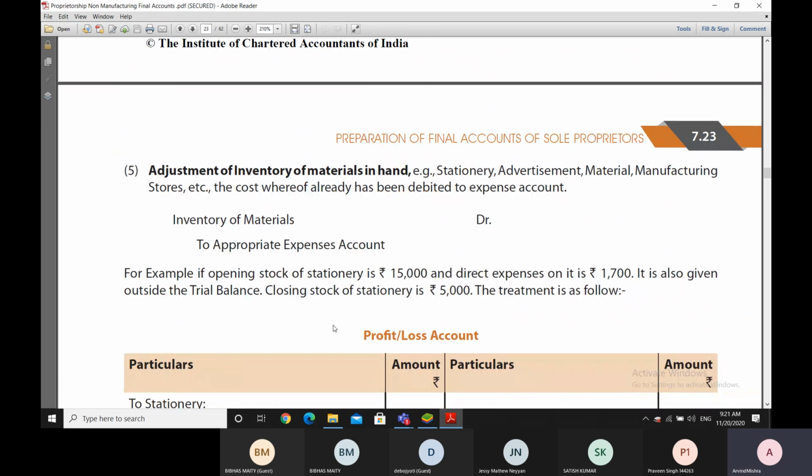Now let's look at something else, which is called adjustment of the inventory of materials in hand.